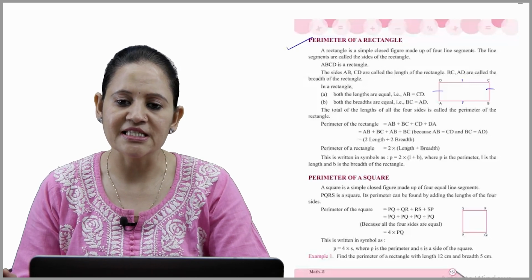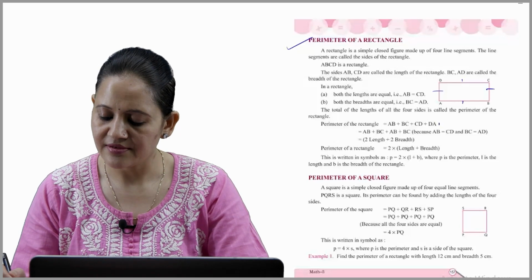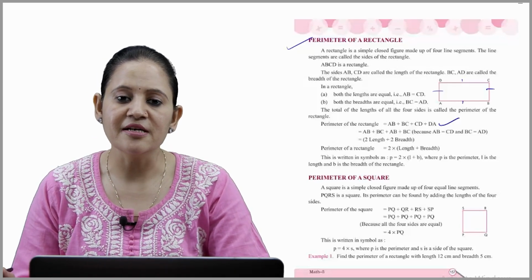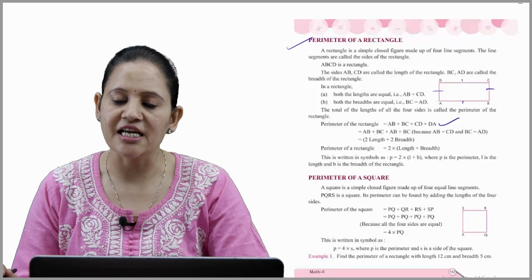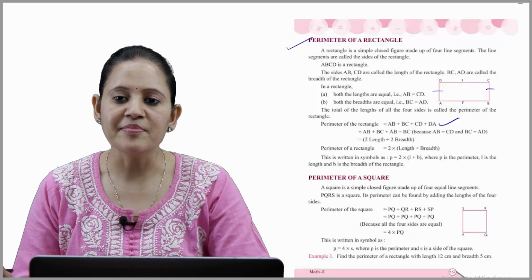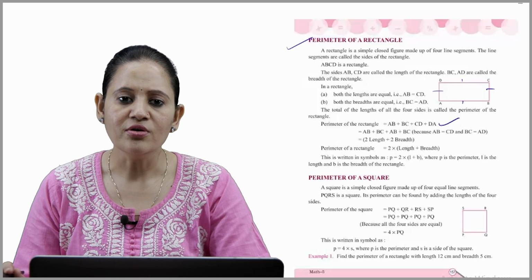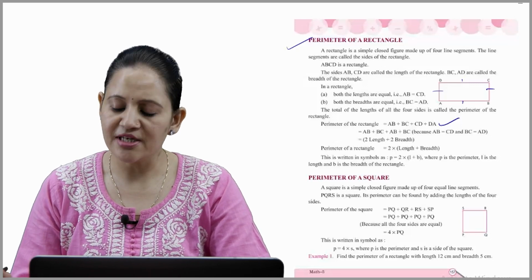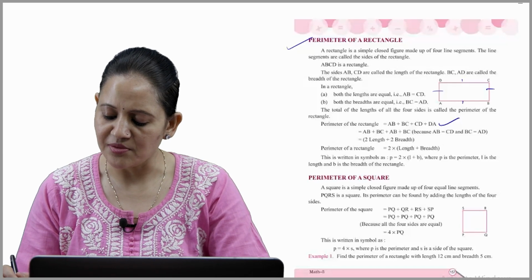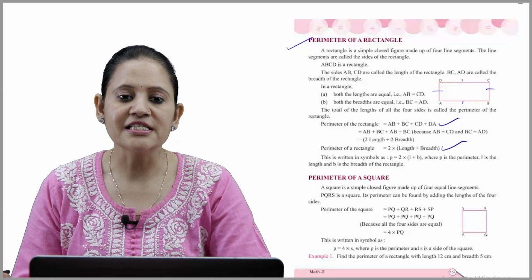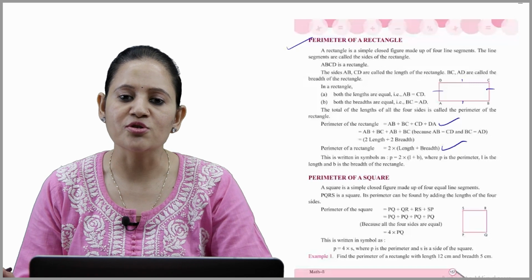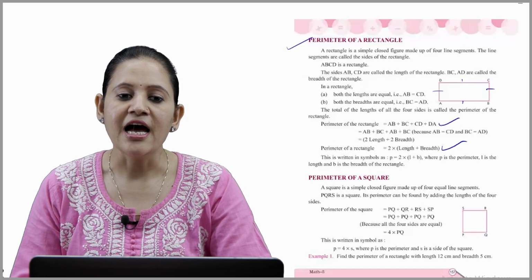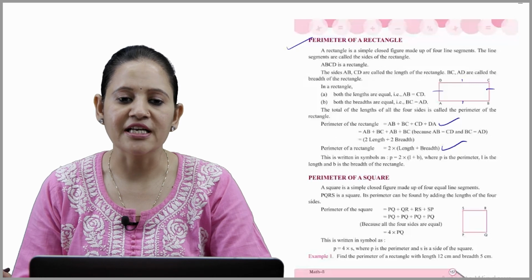AB plus BC plus CD plus DA. So AB plus BC plus AB plus BC, because AB किसके equal है? CD के, and BC equals AD. So that is equal to 2 length plus 2 breadth. So perimeter of rectangle क्या हो जाएगा? 2 into length plus breadth. This is written simply as P equals 2 multiplied by L plus B, where P is the perimeter, L is the length and B is the breadth of the rectangle.